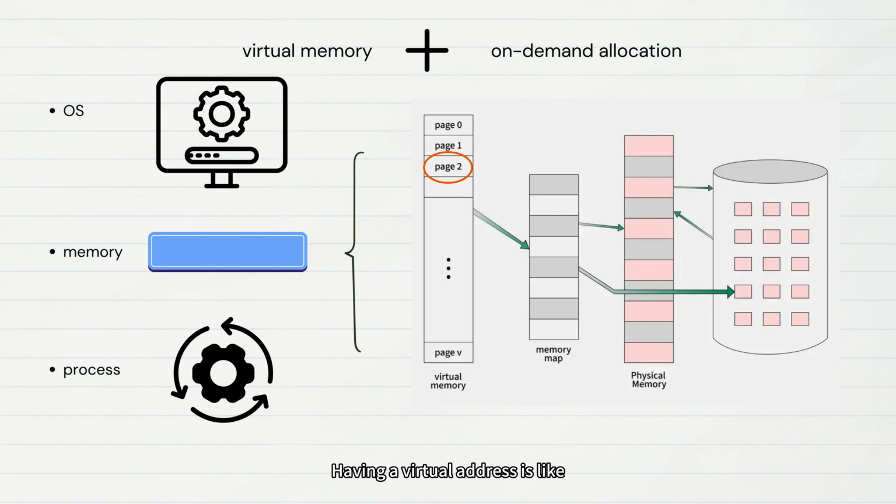Having a virtual address is like holding a valid room number. The operating system tells you clearly that the space corresponding to that room number belongs to your process and you can use it freely. But the OS does not immediately prepare the actual physical room for you. It waits for a trigger, the moment you first access this virtual address. Only when you actually read from or write to this memory will the OS allocate physical memory for you.